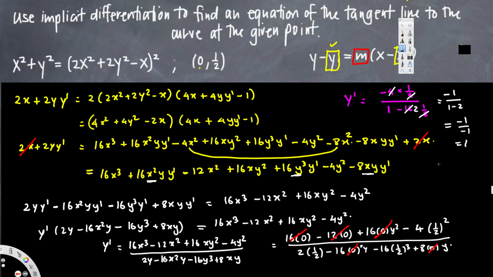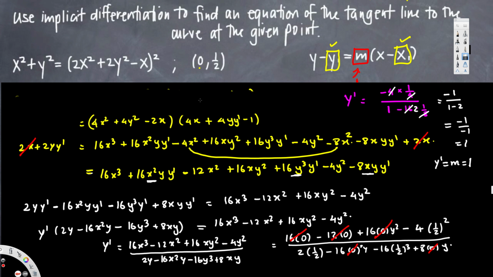So it means our slope y prime is equal to m, that's equal to 1. So our slope is equal to 1. That's the main thing. Now after we find the slope, we can express our final answer. Let's get rid of some parts because we need some space to write this down. Let's get rid of this one, and we are going to write our final answer.